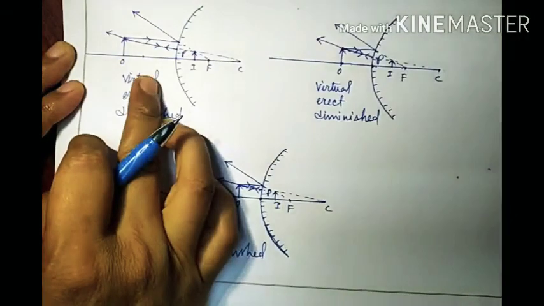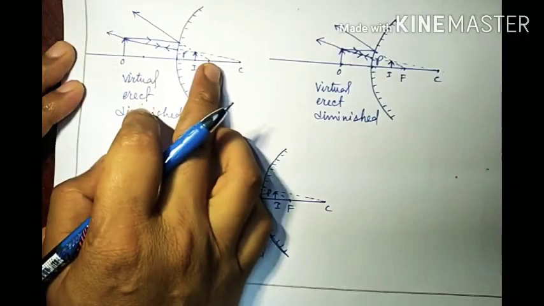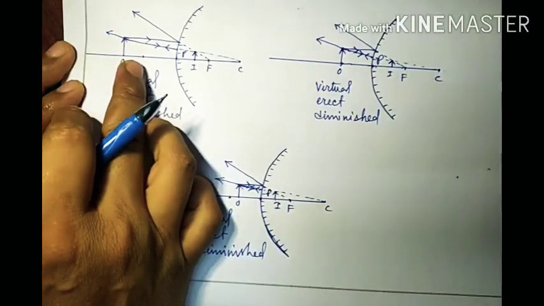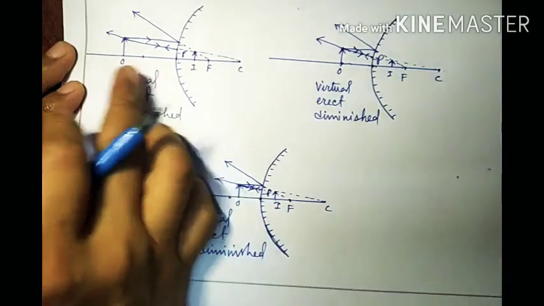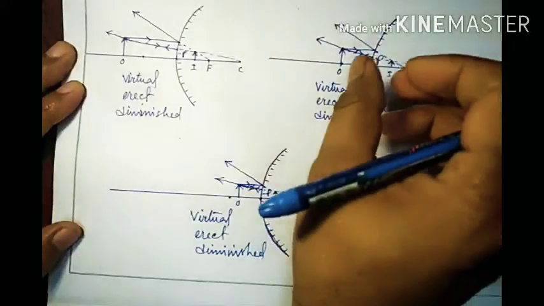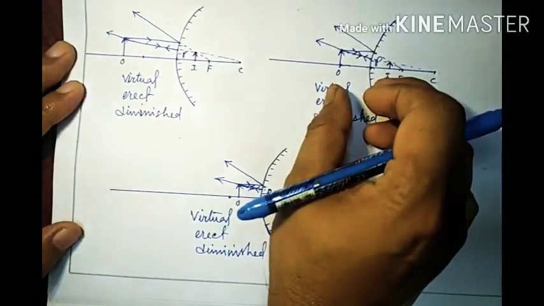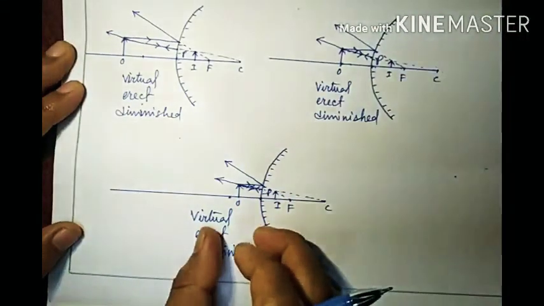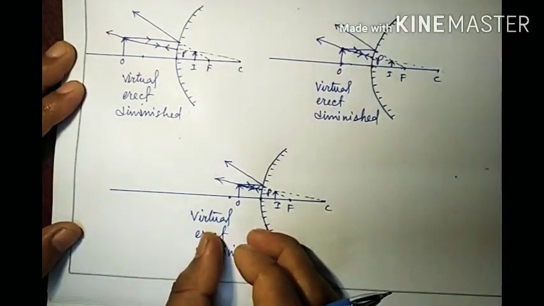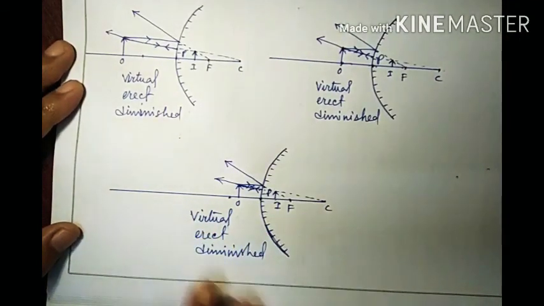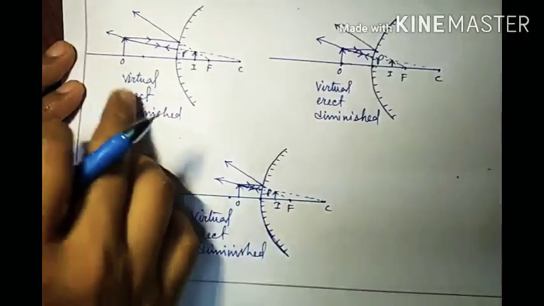So all three are the same. We have taken three cases: when the object distance is greater than the focal length, when the object distance is equal to the focal length, and when the object distance is less than the focal length. Of course the focal length is on the right hand side, but we have to take some reference points, so we have taken the focal length. In all three cases of the convex mirror we have got virtual, erect and diminished images.